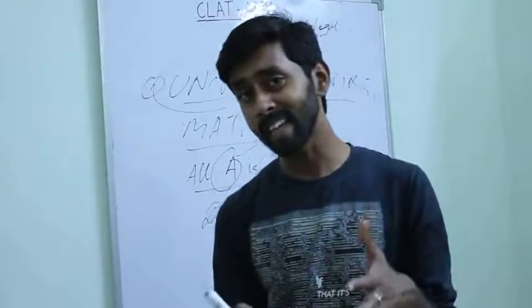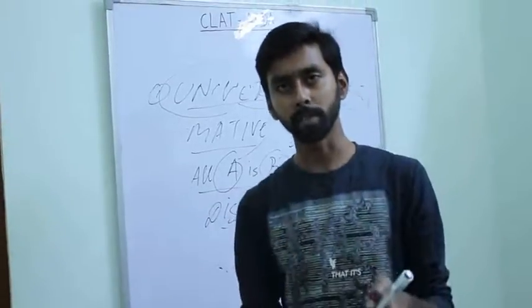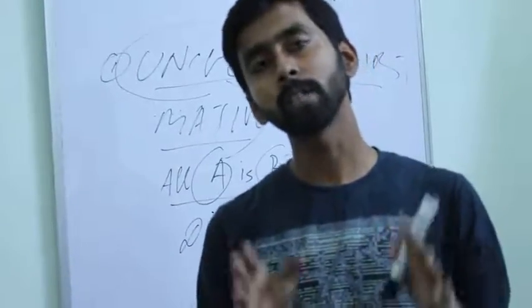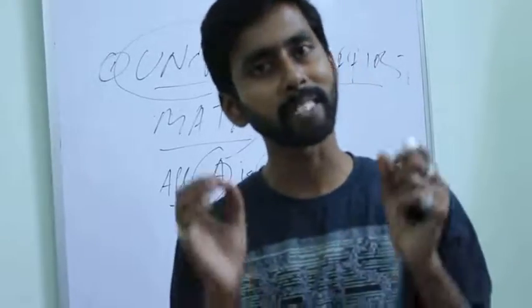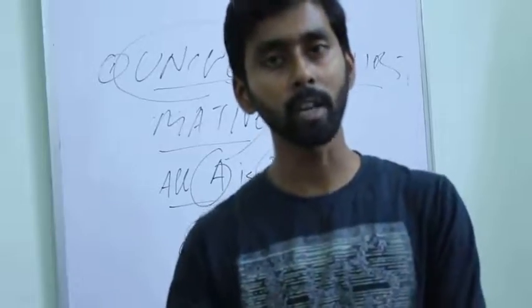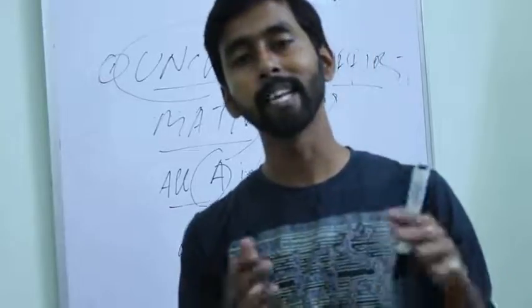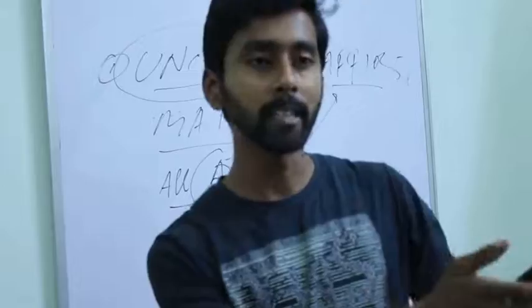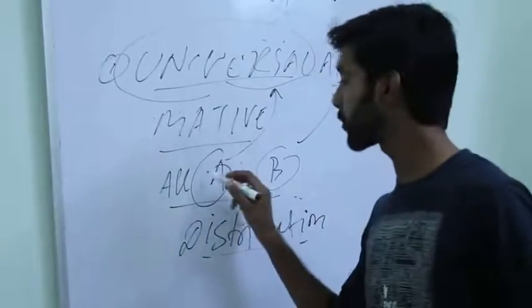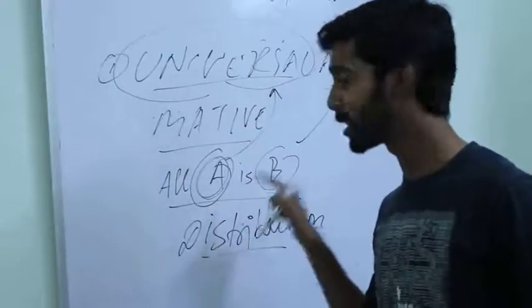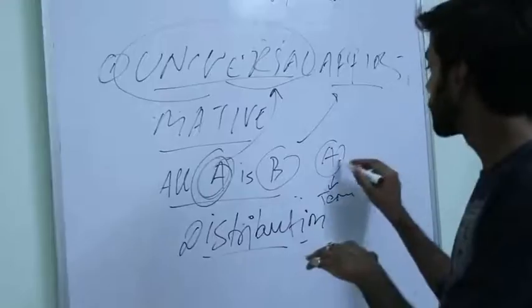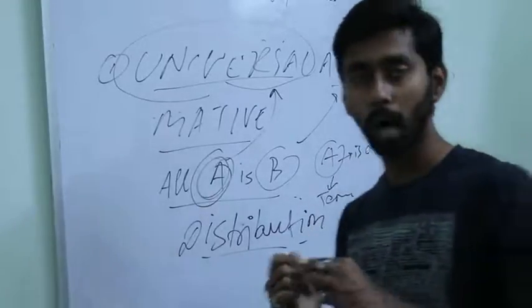Now, the concept of distribution says that if a certain proposition or premise talks about all the elements present in one class and does not leave out any element, then the said class is regarded as distributed. For example, in the present case, since all the elements of class A are being discussed, it would be said that the term A is distributed. Okay, so are you getting this?